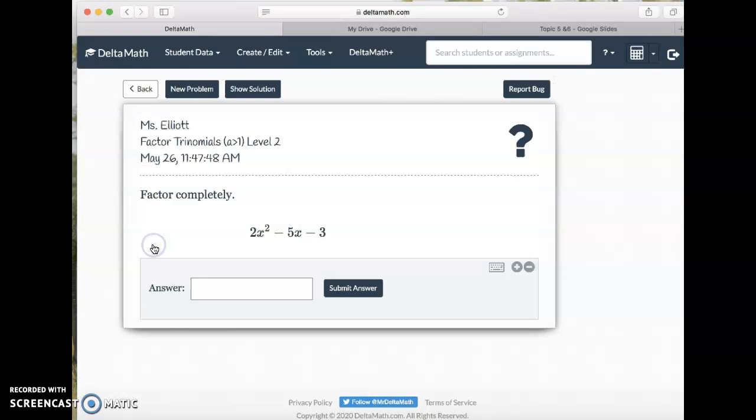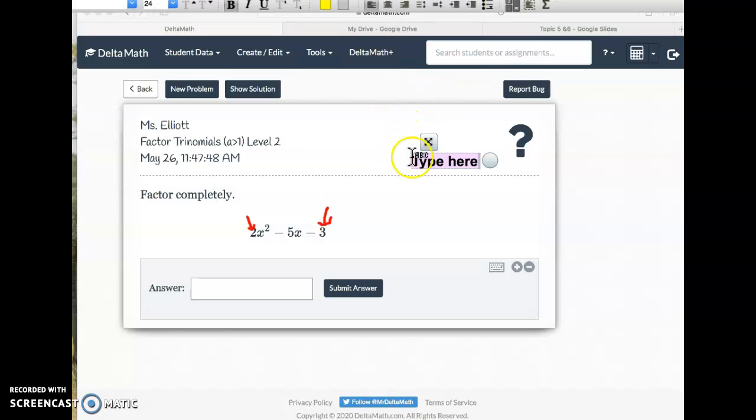Let's do a level 2. The difference with these is notice how the coefficient here is 2. Same process though. So in this case, I multiply together 2 and negative 3. 2 times negative 3 gives me negative 6. Make sure you pay attention to the signs. So what factors of negative 6 give me negative 5?